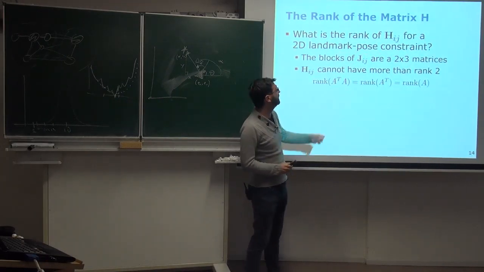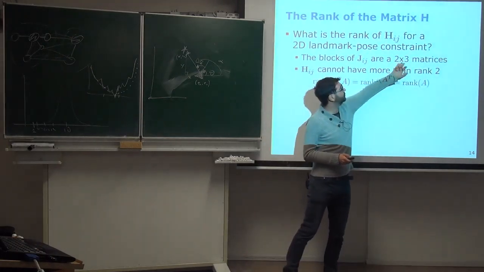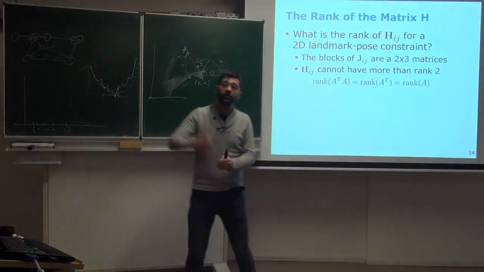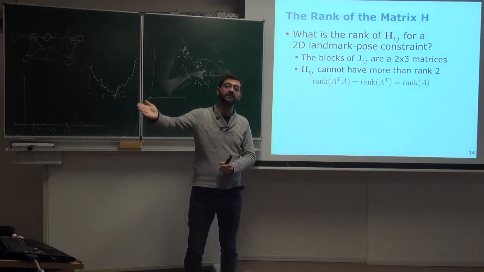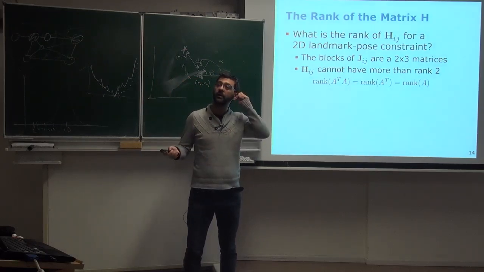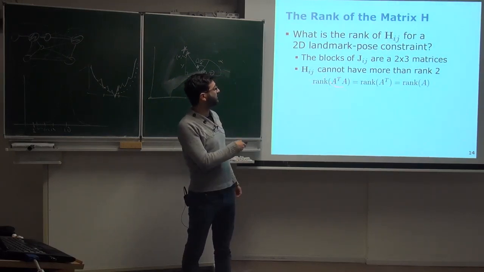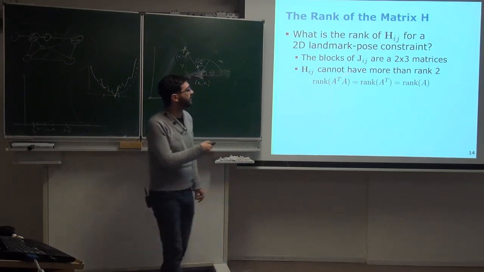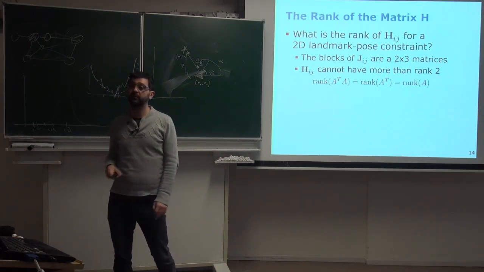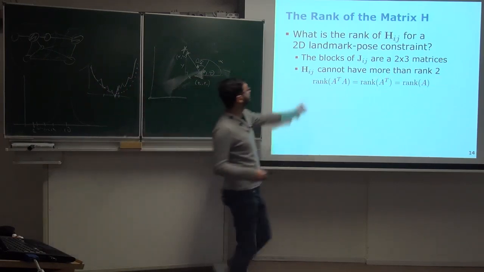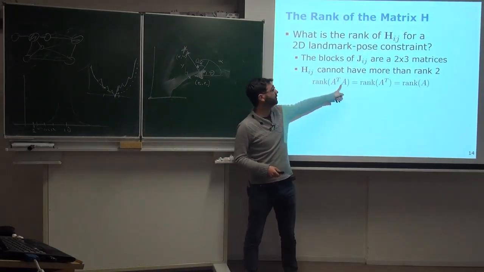The reason is that this is a fat matrix, a 2 times 3, so the third column must be linearly dependent on the first two, so you only have 2 as a maximum rank of the matrix. You can also see it differently: the rank of A transpose A is equal to the rank of A. Since the way we build H is A transpose A, in this case J transpose J, or J transpose omega J.